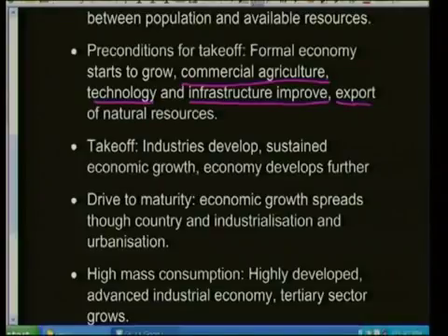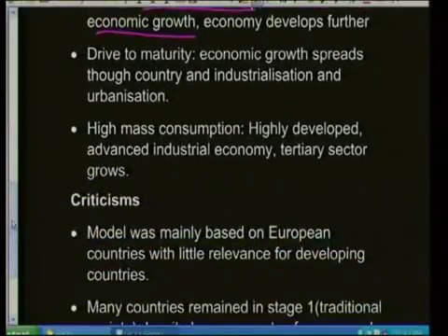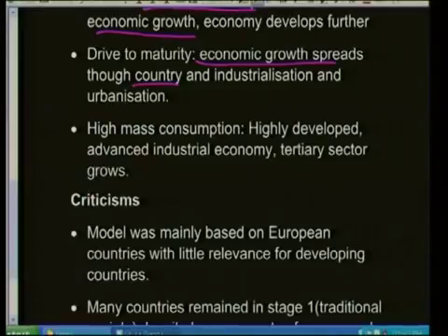Takeoff: industries develop, sustained economic growth, and that means that our economy starts to get a lot stronger. The drive to maturity: our economic growth has spread through the country, so it starts off in a small region and it starts to spread down through the rest of the country. Industrialization, once again, and we now have urbanization, where more and more people start to live in the cities and the towns.